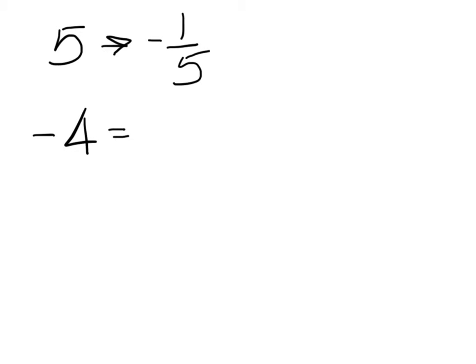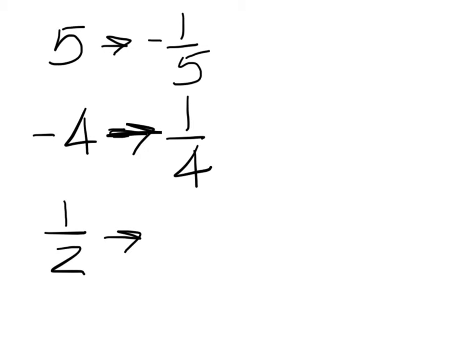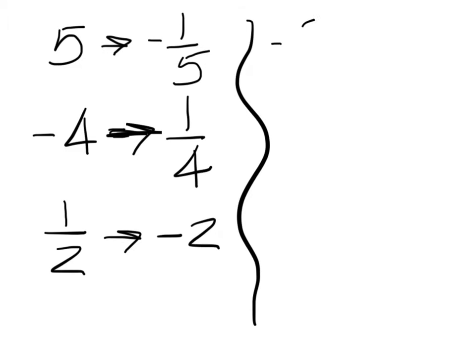Negative reciprocals. If I had a 5, it would be negative 1 over 5. If it's negative 4, it would be a positive 1 over 4. If it were a half, it would be a negative 2. If it were negative 3 over 4, it would be a positive 4 over 3. You flip it and change the sign.